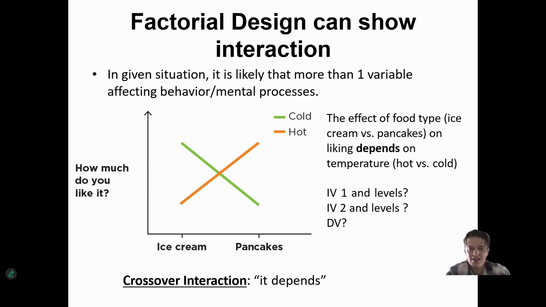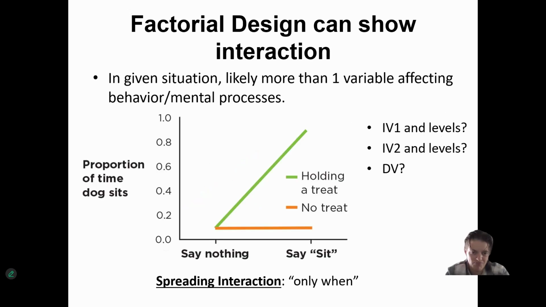So you're kind of looking at it depends on the temperature of the food as to how much you like it. So there's kind of this point where it crosses each other and it's going to depend. So this is called a crossover interaction, which you can see as a point where they cross on the graph, kind of making it easy to remember. We can also have what's called a spreading interaction where they spread out in different directions. And so again, with this one, it's like only when, right?